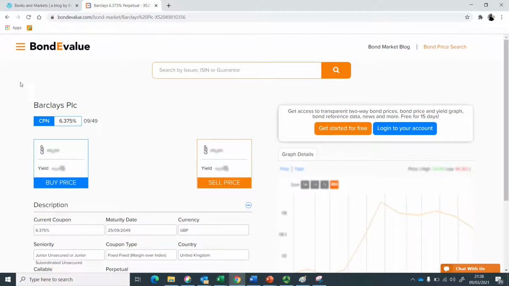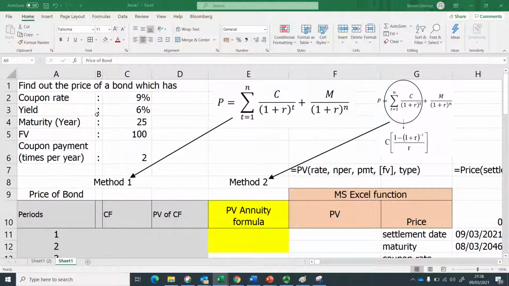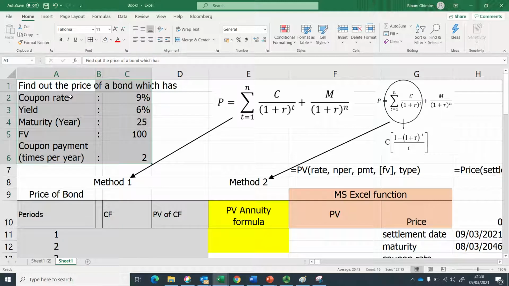Today I want to talk about the price of the bond, basically how we can find the price of a bond. Suppose you are in a situation where the bond price is not given, but other information relevant to that bond, such as the coupon, the maturity, and the yield, are given. So I've set out a hypothetical example in which these are the information available, and we need to find out the price of the bond.